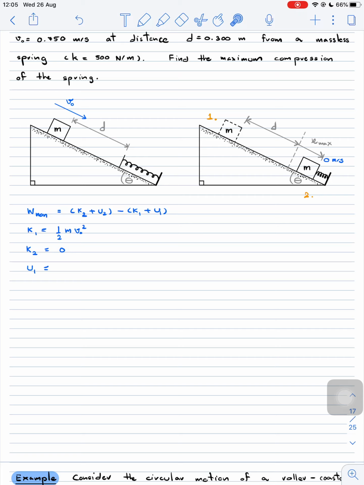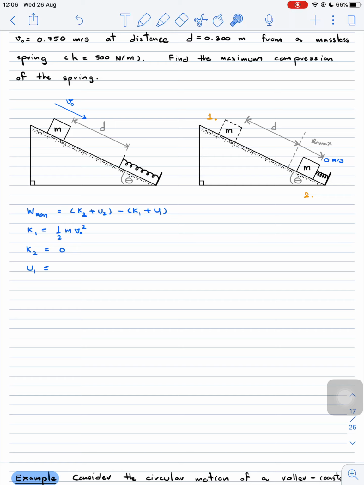And the second choice is maybe you can just define this position to be the reference level. So it means that the final gravitational potential energy of the block must be equal to 0 because it is just at the reference level. But now the initial potential energy of the block must be some value, and it's going to be positive because this position is above the reference level.